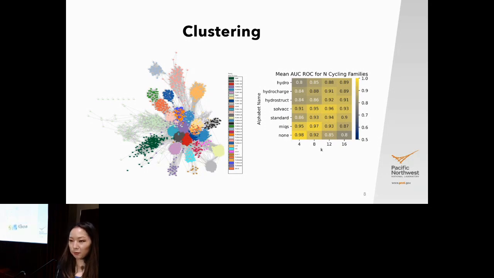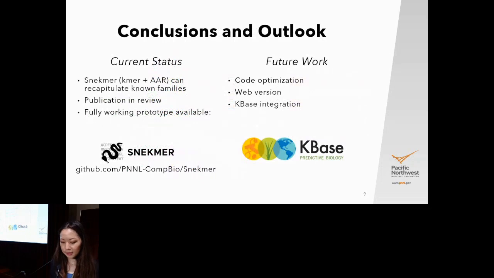So in summary, we've developed an AAR K-mer tool called Snekmer and demonstrated that its operating modes can recapitulate known protein families using an example data set of nitrogen cycle families. We've now submitted this work for publication. It's currently under review, and our fully working prototype, including example usage and extensive documentation, is available on our GitHub repository shown here. We have many future plans for Snekmer, which I've delineated here, including further code optimization to facilitate its usage across larger sequence sets and integration into user-friendly web applications, as well as K-base.